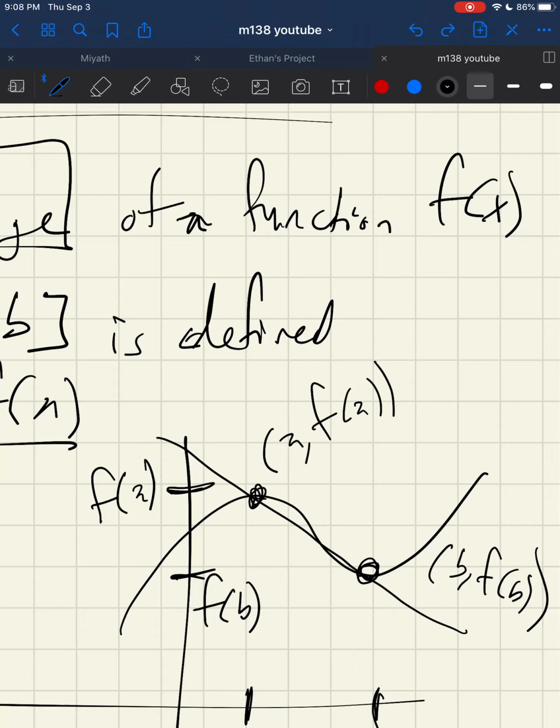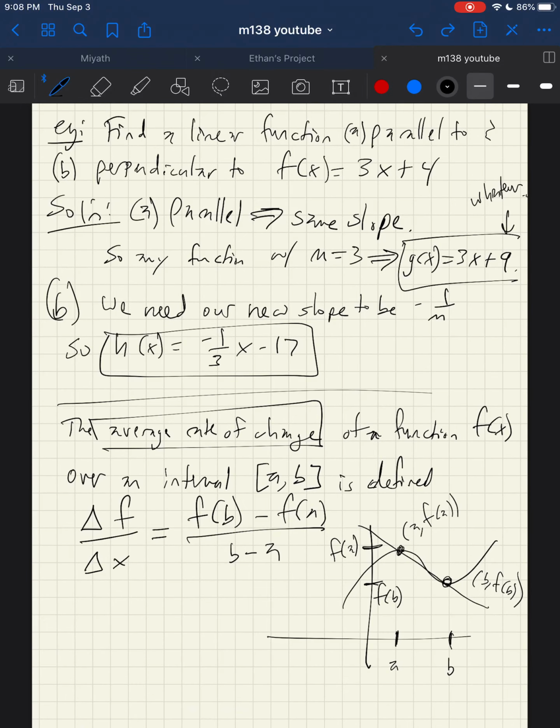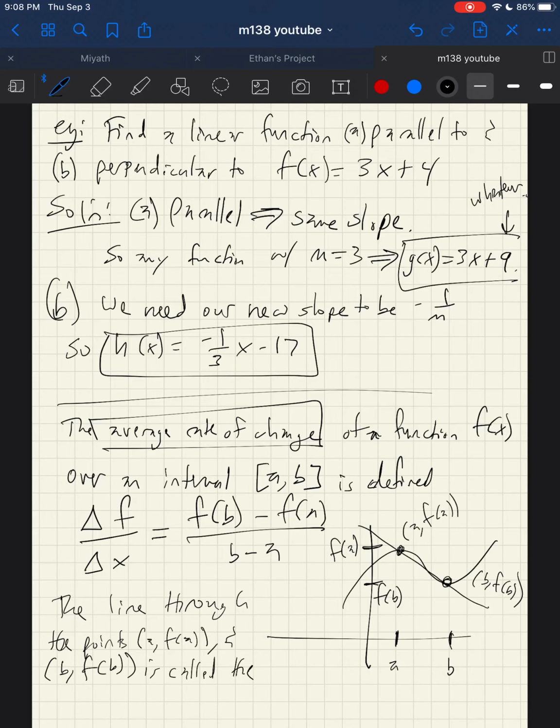Now, depending on how wiggly our function is, and this can be quantified, this average may be better or worse. And the idea is, as b and a get closer, that is, as the change in x gets smaller, this should more and more accurately give us sort of the quote-unquote slope of the curve of the function. Now, the line through the points a comma f of a and b comma f of b is called the secant line.